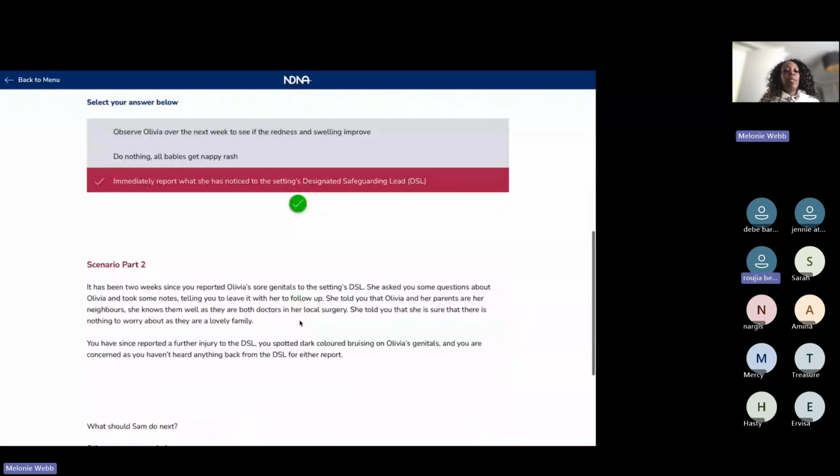So, it's now been 2 weeks since you reported Olivia's sore genitals to the DSL. She asked you some questions about Olivia and took some notes, telling you to leave it with her to follow up. She told you that Olivia and her parents are her neighbours. She knows them well, as they are both doctors in the local surgery. She told you that she is sure that there's nothing to worry about, as they are a lovely family. You've since reported a further injury to the DSL. You spotted dark-coloured bruising on her genitals, and you are concerned as you haven't heard anything back from the DSL. What should you do next?